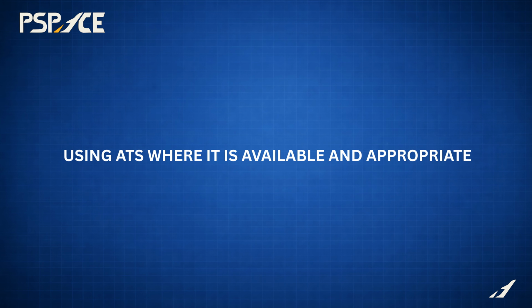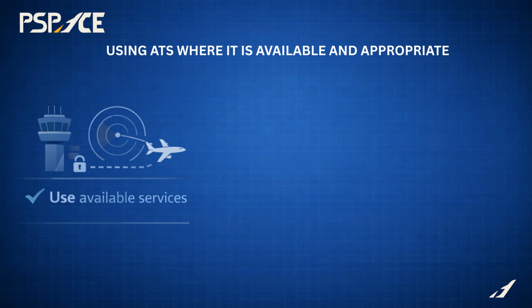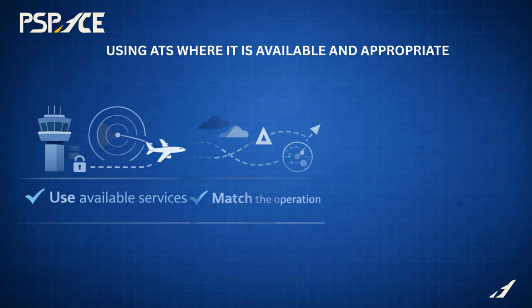The first operator responsibility is straightforward in principle but important in practice. Flights must make use of the appropriate ATS units wherever those services are available and appropriate to the nature of the operation. This applies especially in controlled airspace, on designated airways, and within established flight information regions.